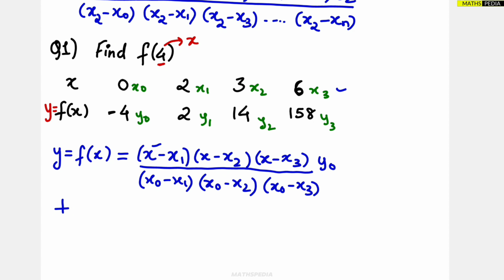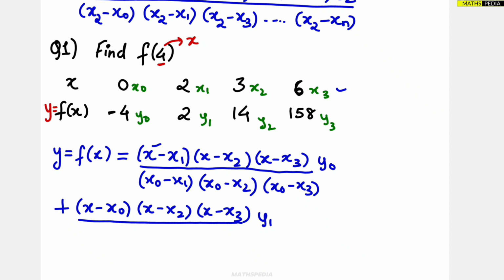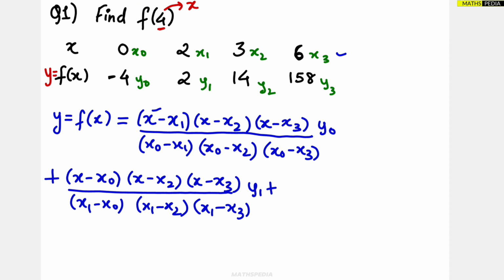Now the second part of the formula is related to y1. So what will be missing from here? x1 will be missing. So first x minus x0 I'll write, but x minus x1 I cannot write, so I'll write x minus x2, then x minus x3. The last term, always remember, is x3. Then y1 I'll write. Where has that x1 gone? x1 will be in the denominator. Replace x with x1: x1 minus x0, x1 minus x2, and x1 minus x3, plus.